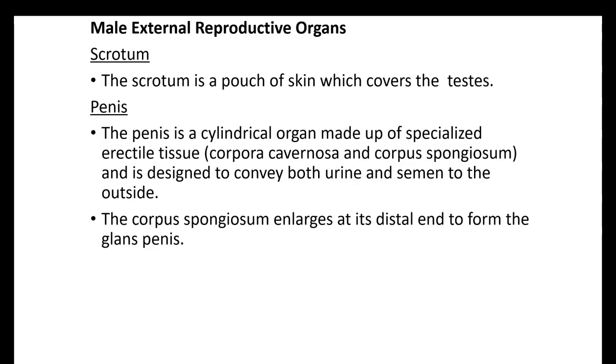Male external reproductive organs are going to be the scrotum. Of course, the scrotum is a pouch of skin which is going to cover the testes. The penis, which is going to be the cylindrical organ that's made up of specialized erectile tissue. We talked about that being the corpus cavernosum and the corpus spongiosum. And then it's going to be designed to convey both urine and semen to the outside. The corpus spongiosum is enlarged at the distal end from the glans penis. So remember I told you those were like hollowed cavities that are going to fill up with blood, and that's going to cause the erection.